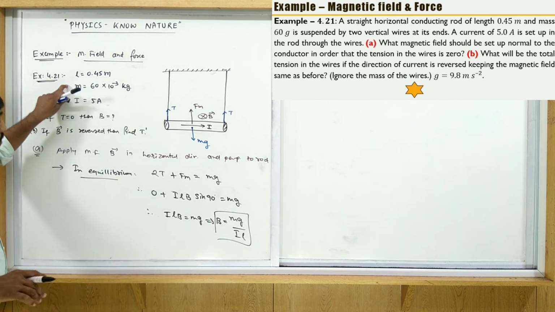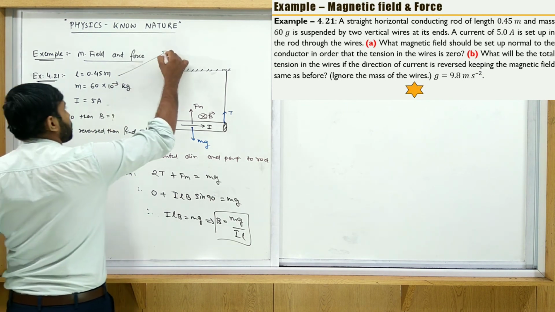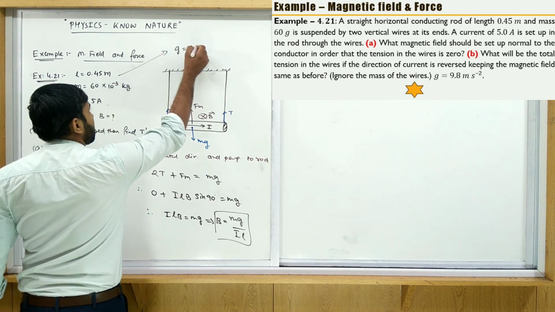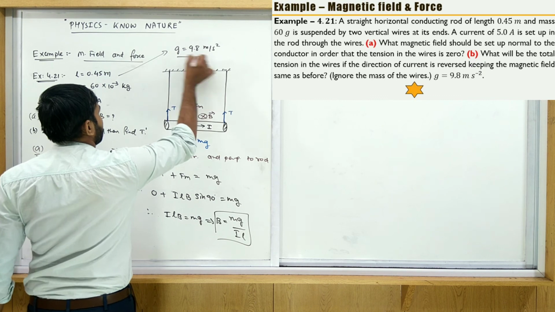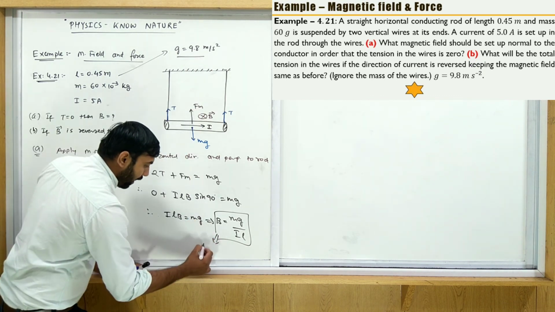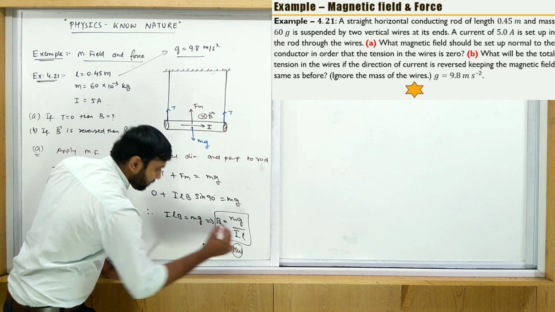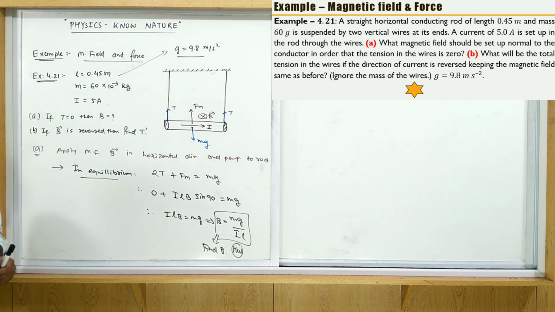M is given, I is given, L is given, and in this case you consider g equal to 9.8 meter per second square. It is given in the problem. So put in the data and find B. This is homework.